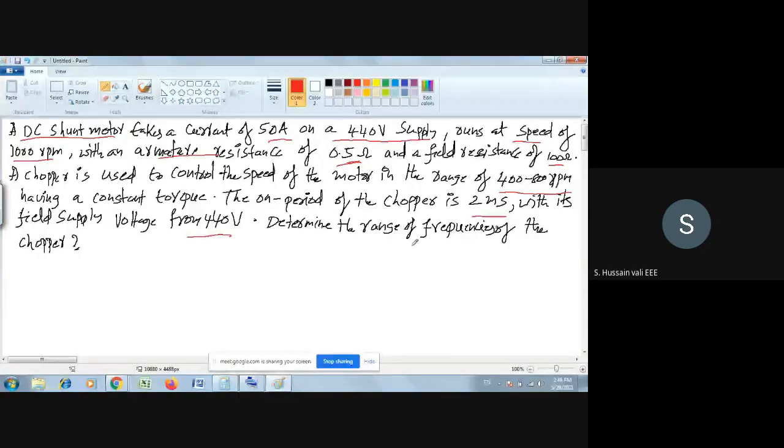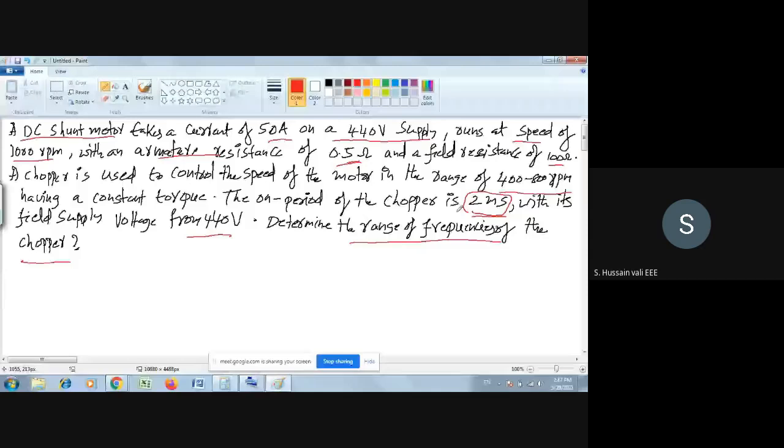So he is asking first, what is the question? Only one question is there. What is the range of frequencies of the chopper? First of all, why do you change the frequency? He said that the on time is 2 milliseconds. That's important. So I think he has fixed the on time as 2 milliseconds.